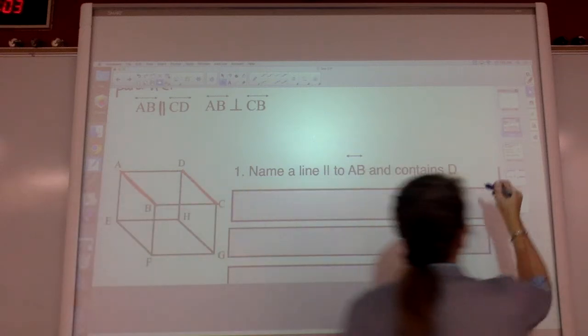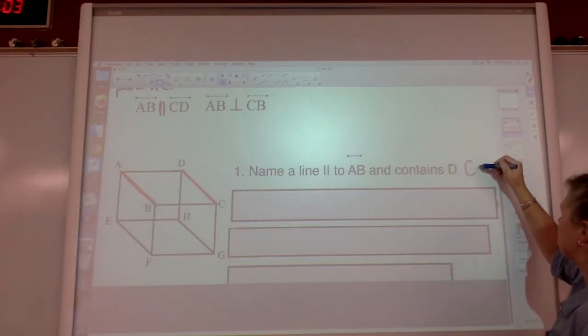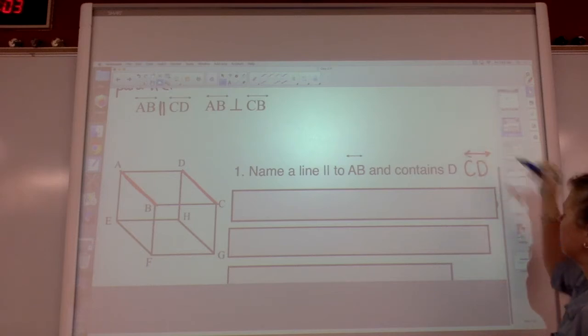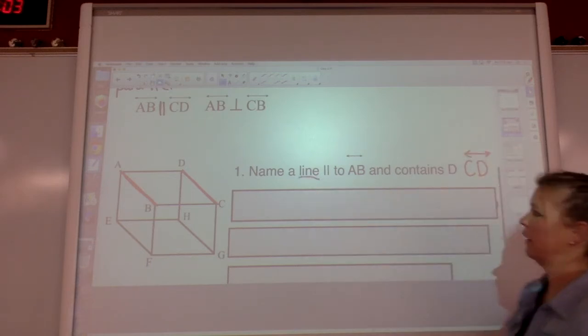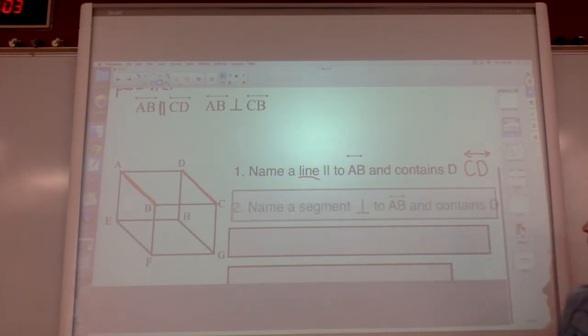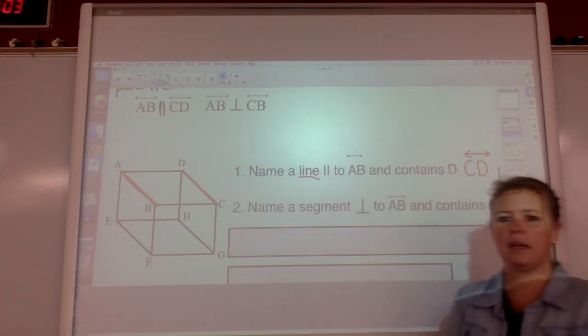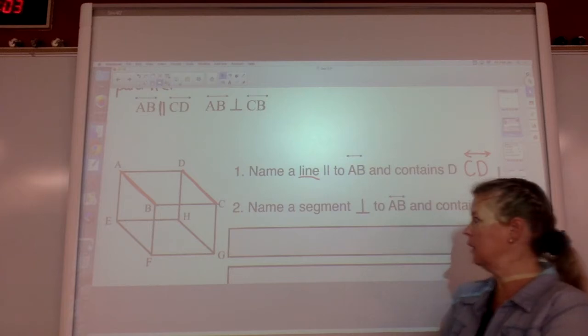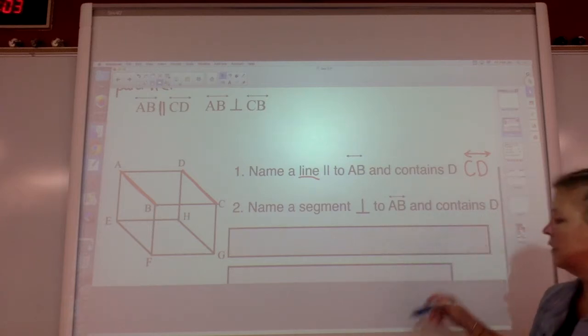So over here, we're going to say it's line DC or CD, doesn't matter, but you do have to put the line symbol over it because it says name a line. If it says line, you call it line. If it said segment, you'd call it a segment. This time it does say segment. Name a segment that is perpendicular to line AB and contains point D.